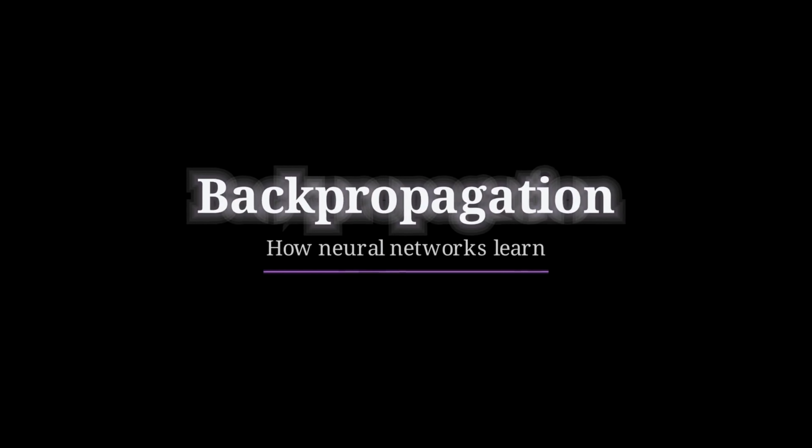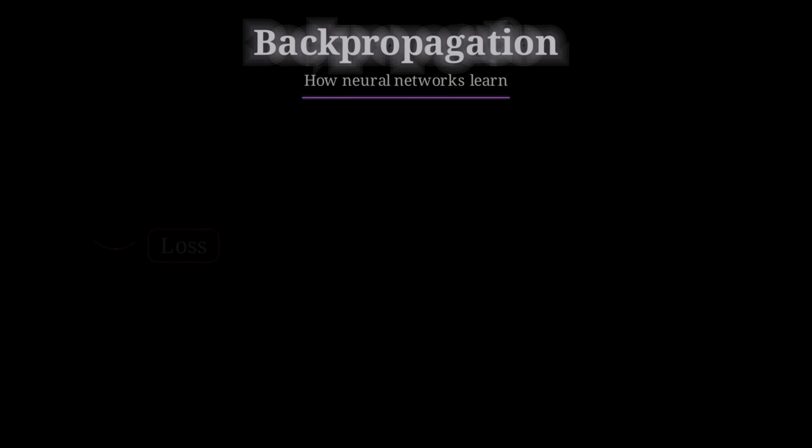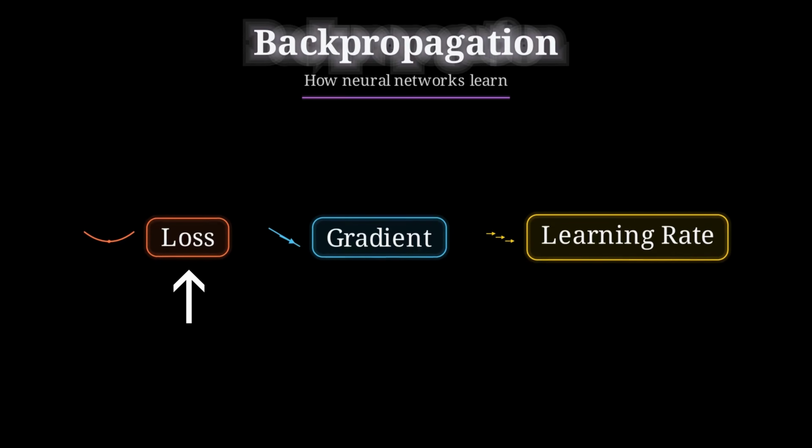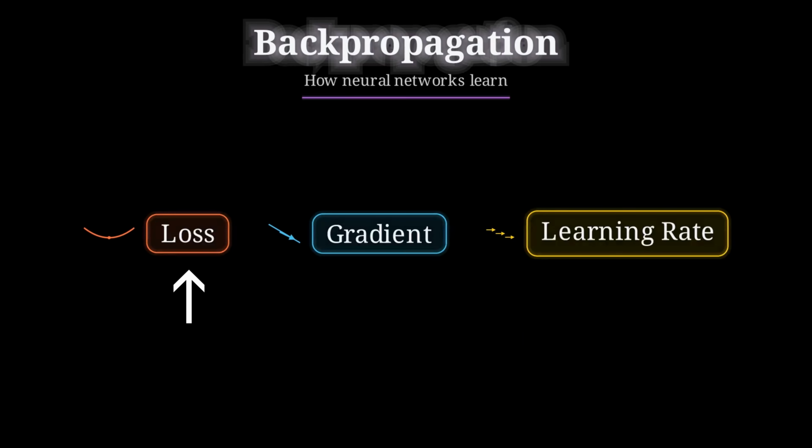In this video, we will build an intuitive understanding of backpropagation. We will start simple, then slowly move toward a real neural network. First, you will see how learning begins with three key ideas: loss, gradient, and learning rate. Loss tells us how wrong the model is. Gradient tells us which direction reduces that loss. And learning rate tells us how big a step to take.